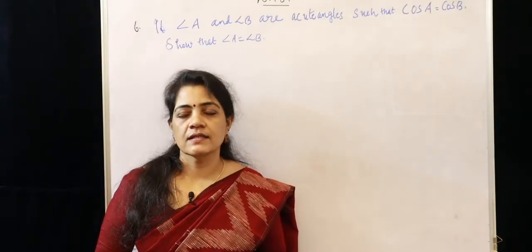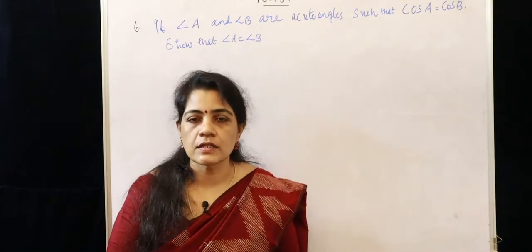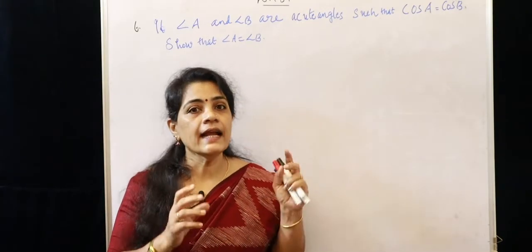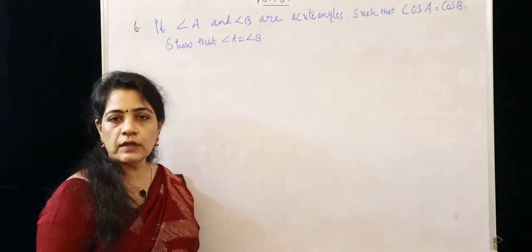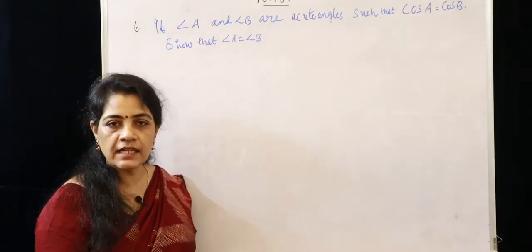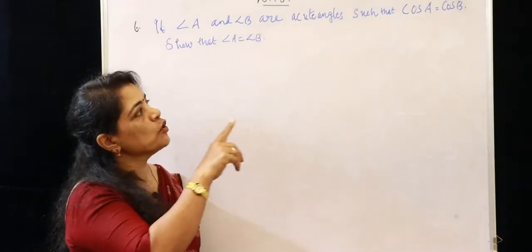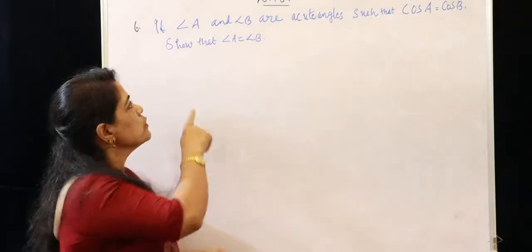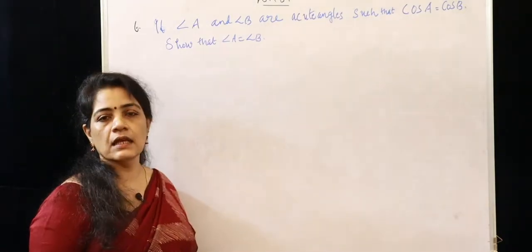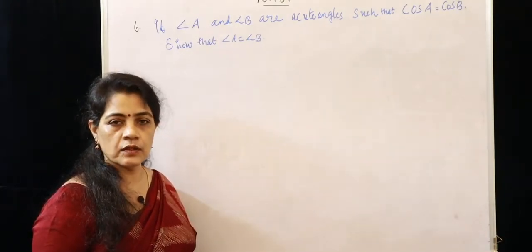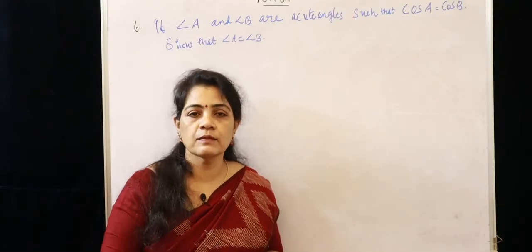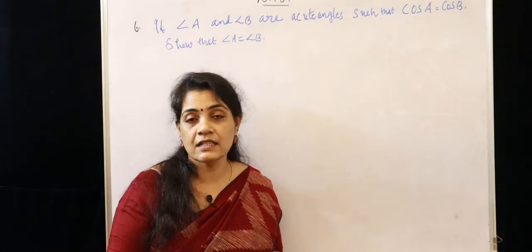Okay? Yes, children, now we are moving to the sixth question. Now we are solving the sixth question. What is given, children? Angle A and angle B are two acute angles such that cos A equals cos B. We have to show that angle A is equal to angle B. Understood? This problem can be done in different ways, but I am giving you the easiest method.